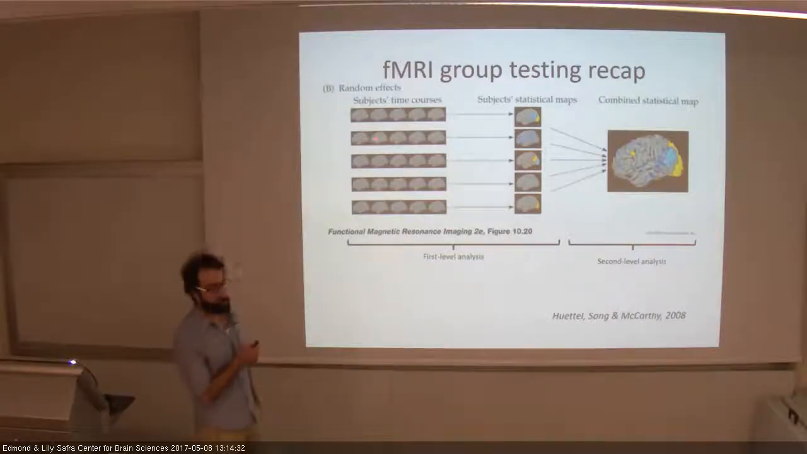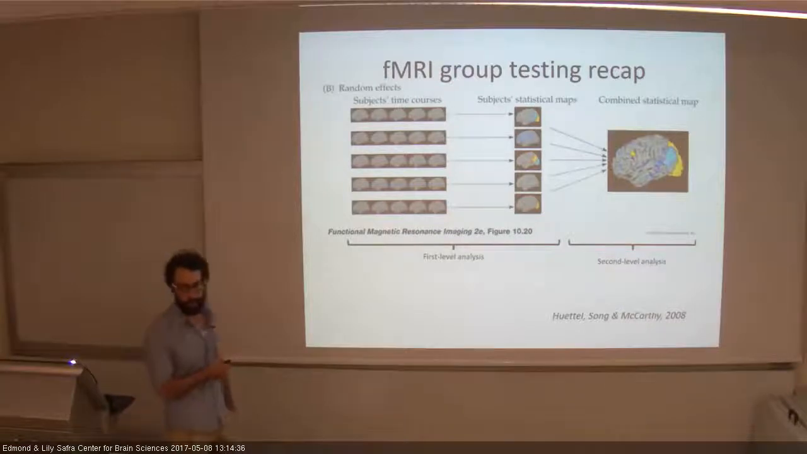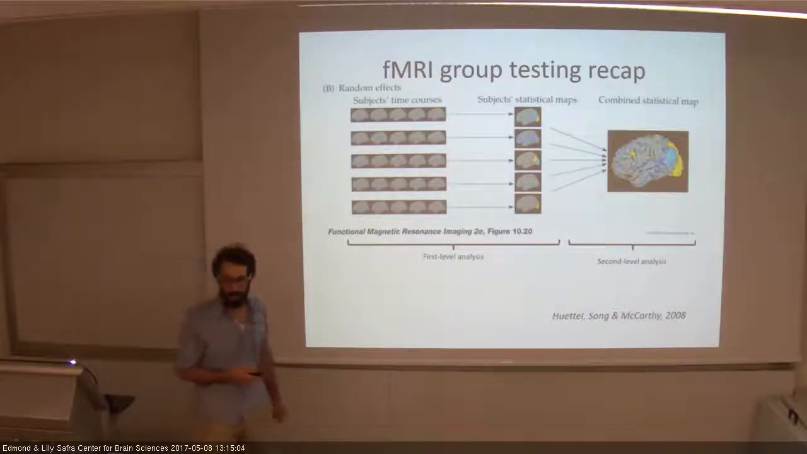So we scan subjects and we have time courses of BOLD signal. And using a GLM, we estimate the contributions of different manipulations, different experimental conditions, to these time courses. The results are conveyed as parameter estimates, beta values. And we have these beta values for each voxel. So together they form a statistical map, SPM.